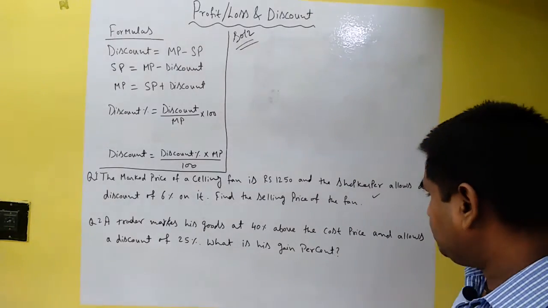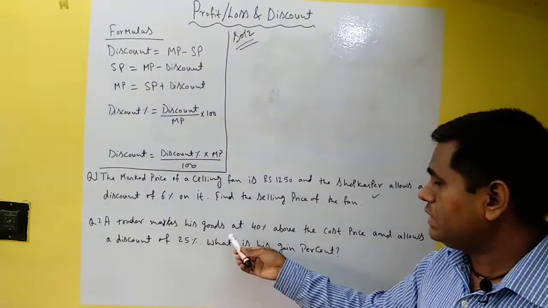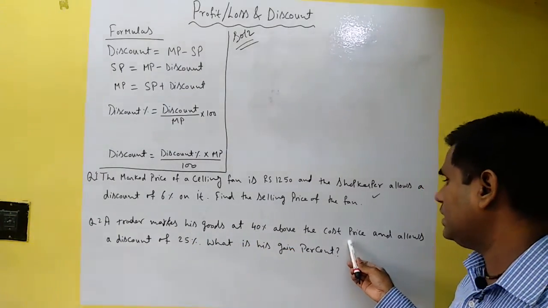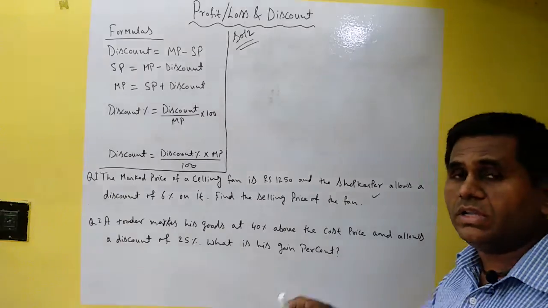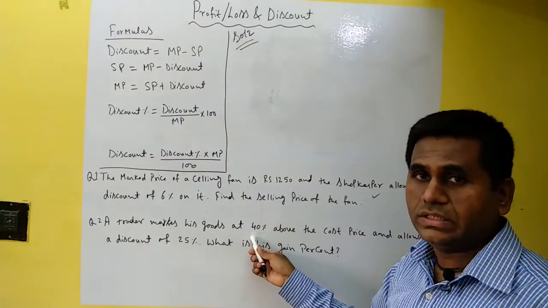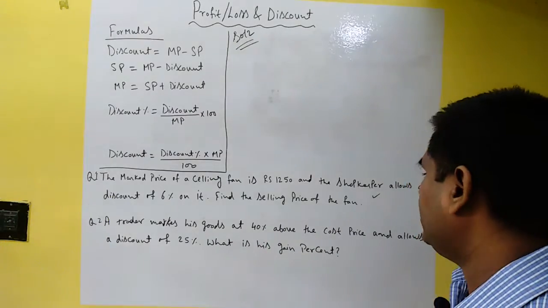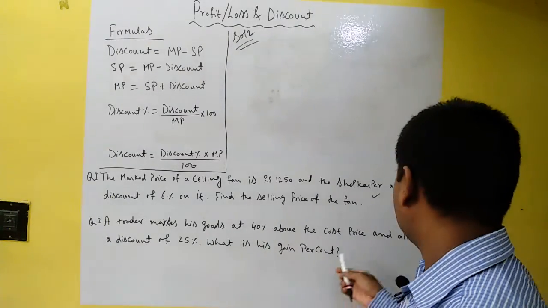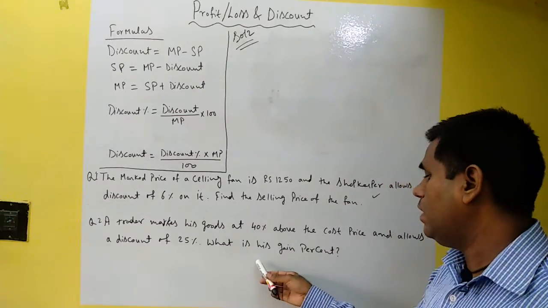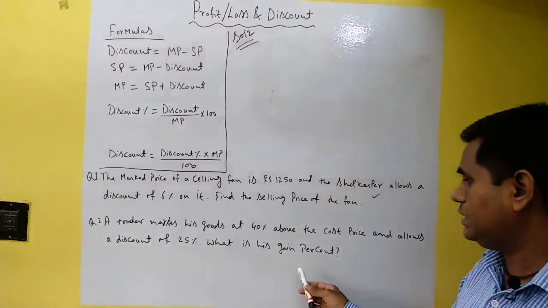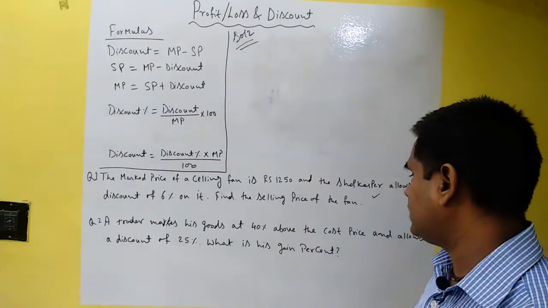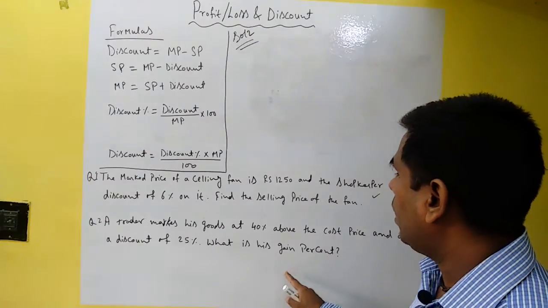Here what is given is the trader marks his goods at 40% above the cost price. So on the cost price, 40% extra he is marking. Marked price is not given, but it tells how much above the cost price it is, and allows a discount of 25%. So discount percentage is given. What is his gain percentage? Gain percentage means the profit percentage. This we have discussed in the last video. So how to calculate this?